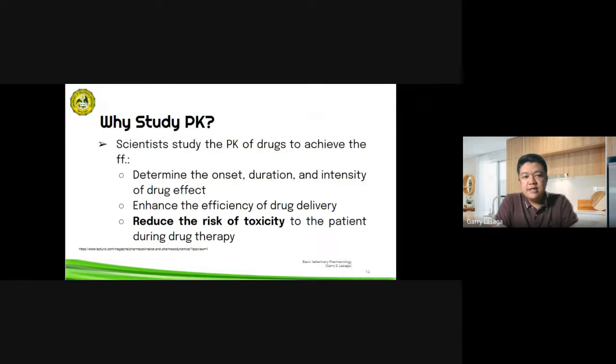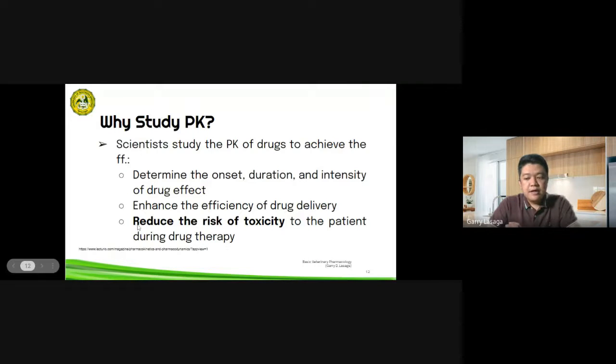So for the intensity, we have those drugs that are more effective than the other. We also have those drugs that are more potent compared with the other drugs, depending on different types of parameters. So we also study PK in order to enhance the efficiency of drug delivery. We also study PK in order to reduce the risk of toxicity to the patient during drug therapy.